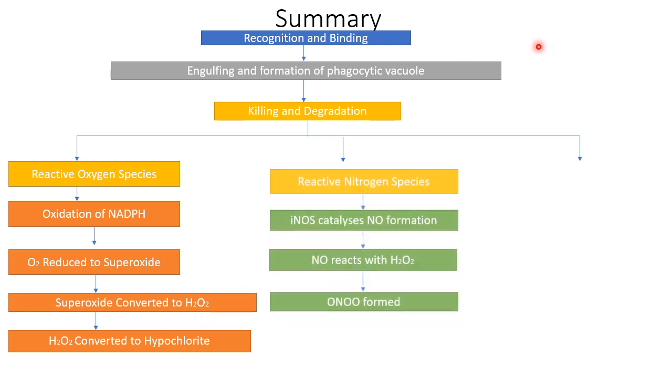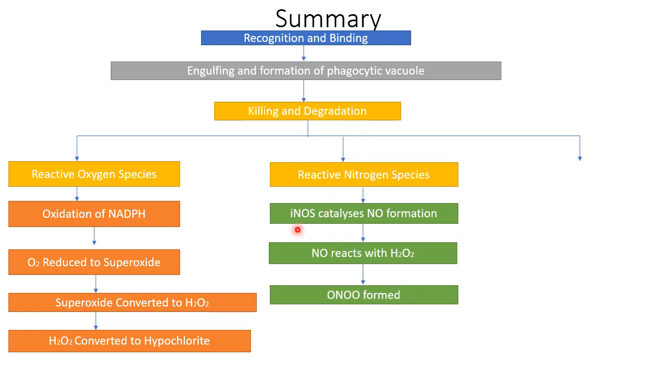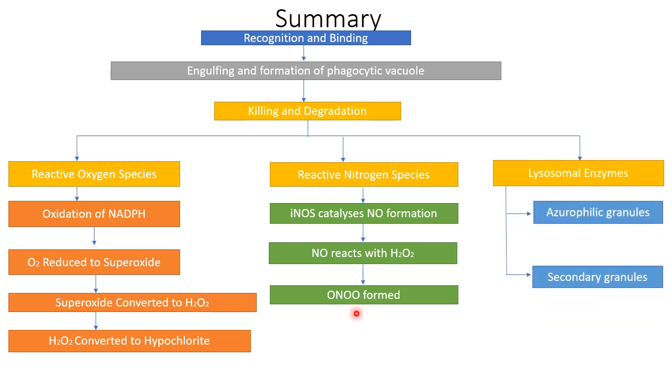The next thing, we have reactive nitrogen species, which require inducible nitric oxide synthase to catalyze nitric oxide formation, which reacts with, actually here it should be superoxide, and then the next thing that will be formed is peroxynitrite. Then another thing is simply the lysosomal enzymes. We have two types, which are primary azurophilic granules and secondary granules. All these processes of killing and degradation will lead to one thing, which is halogenation and peroxidation. Okay, so that's it about phagocytosis.